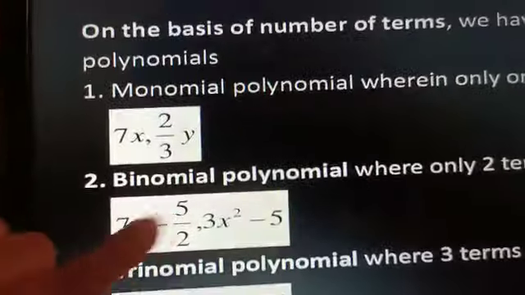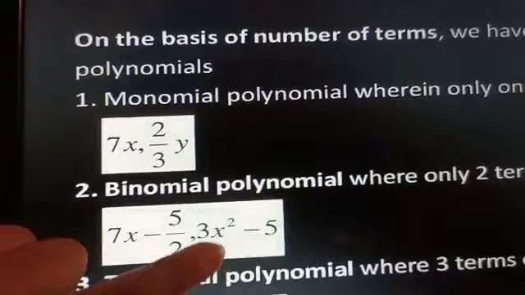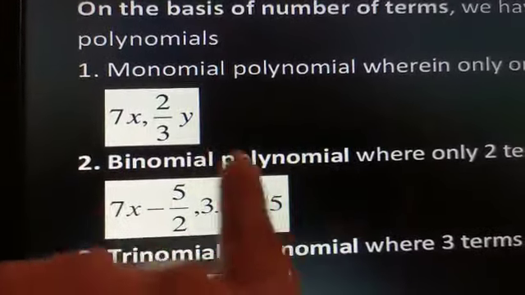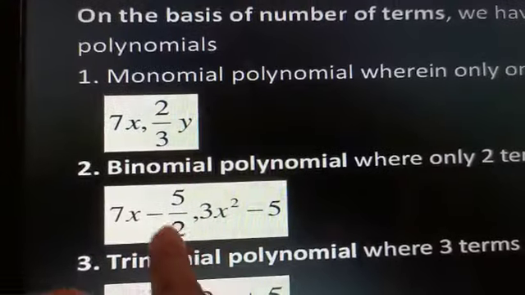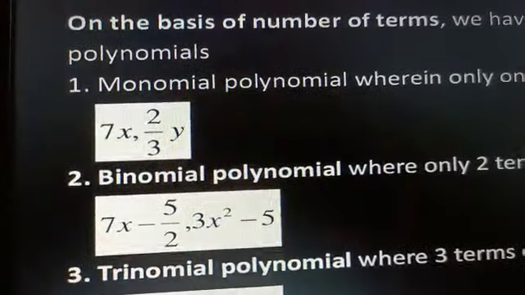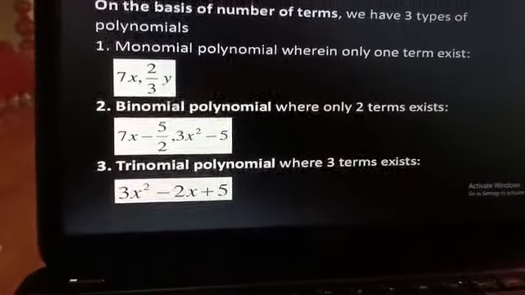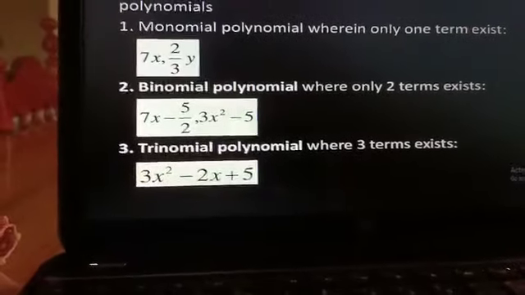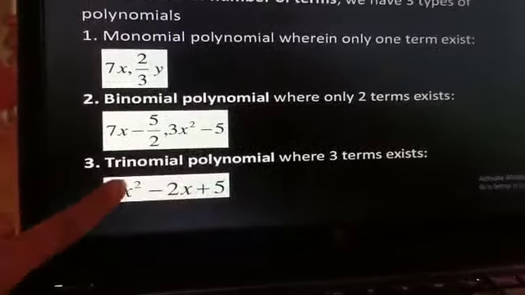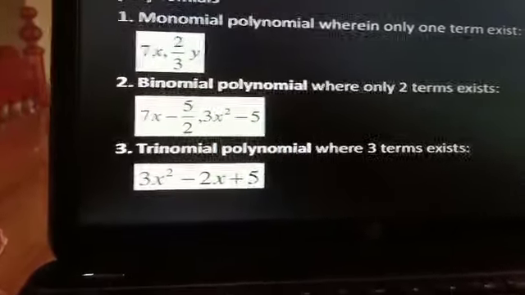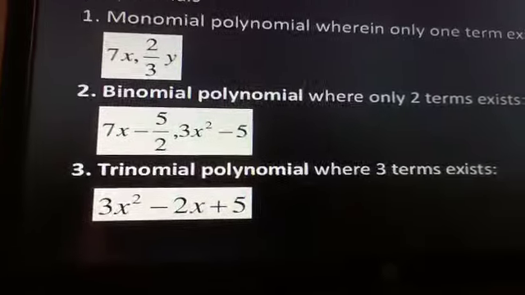Look at this example, 7x minus 5 by 2, 3x square minus 5. Both of these are examples where there are two terms, 1, 2 and 1, 2. So if there are two terms in a polynomial, then it's called a binomial polynomial. Then you look at the trinomial polynomial, you have three terms, 3x square minus 2x plus 5. So there are three terms in a trinomial polynomial.